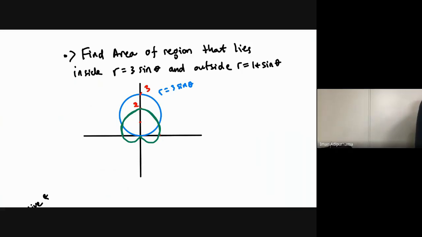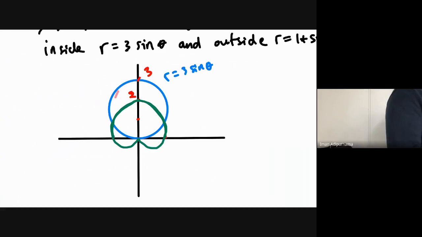So where is the area that we want to find? It's here. So inside the circle and outside the cardioid. Okay, so this is the area.